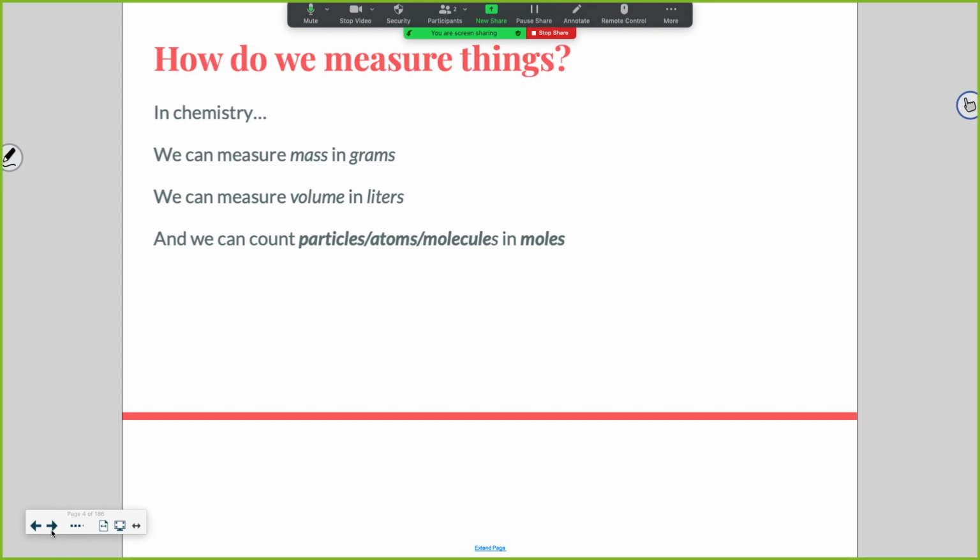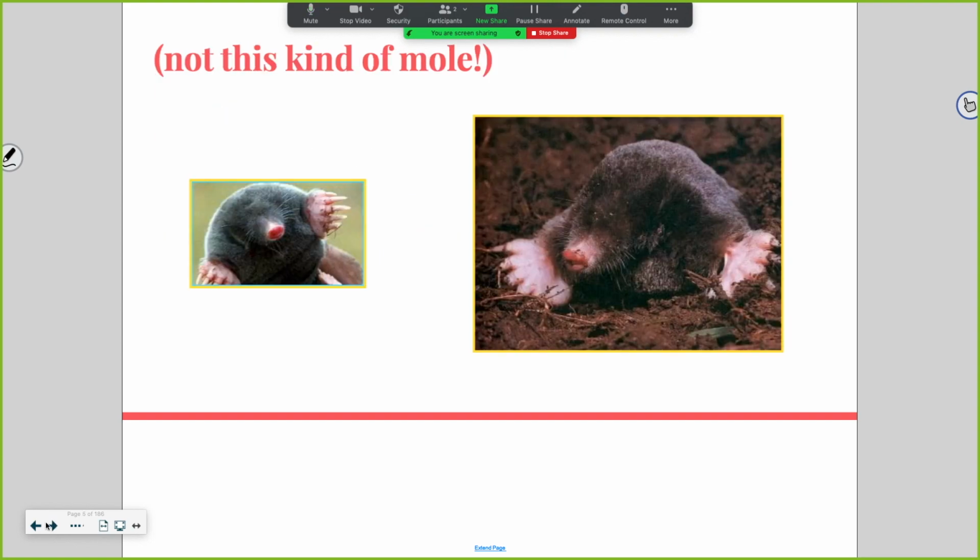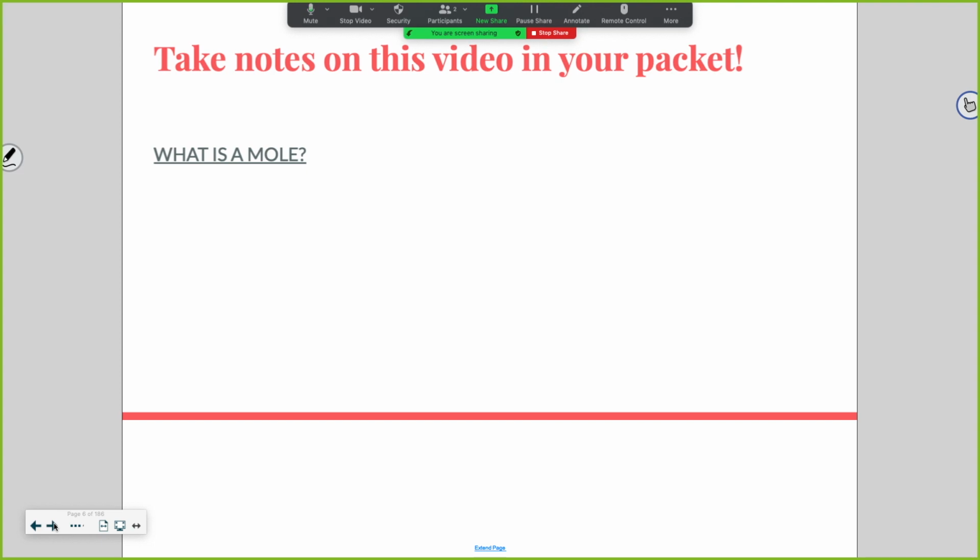So, how do we measure things in chemistry? Just to use some comparisons, we use mass in grams. We measure volume in liters. What are some other things that's not listed up here? We measure distance in feet. Not meters? Meters, yes, that's a universal measurement. And then another example, we can count particles, atoms, and molecules using moles. That's the way we're going to count how many we have. Not this lovely kind of mole, not the little blind guys that crawl underground, the ones on people. But what is a mole?